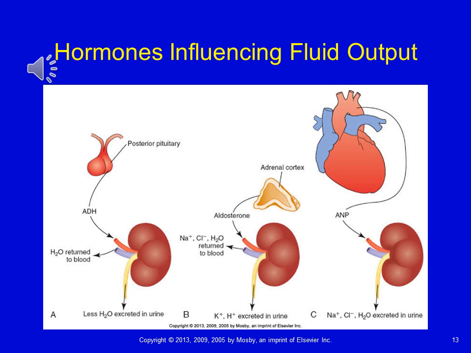The renin-angiotensin-aldosterone system regulates extracellular fluid volume by influencing how much sodium and water is excreted in the urine. It also contributes to regulation of blood pressure.